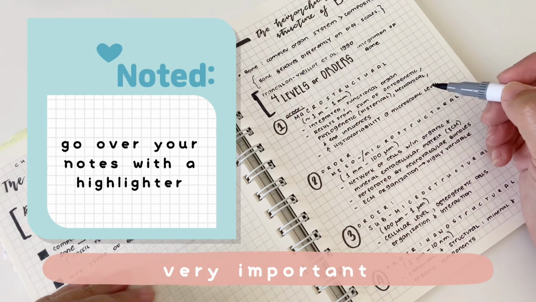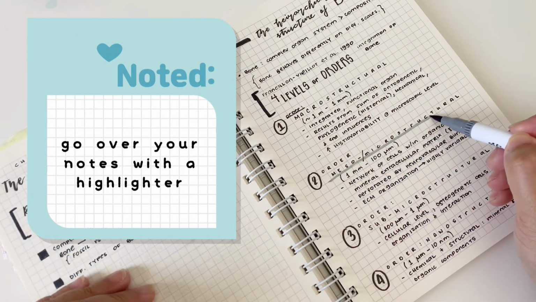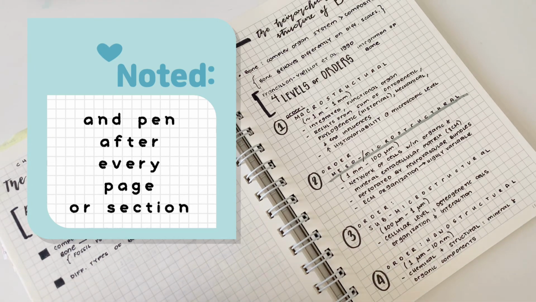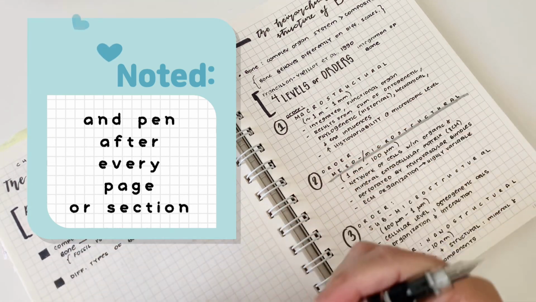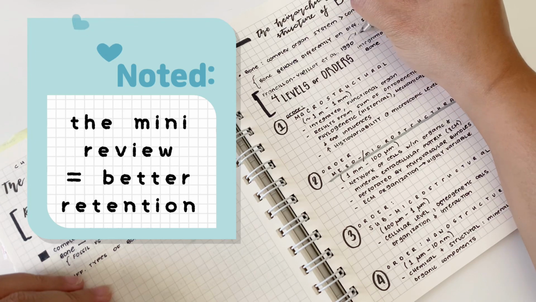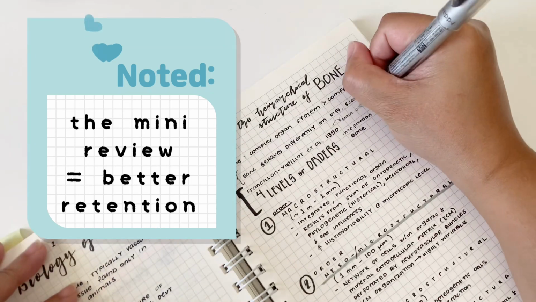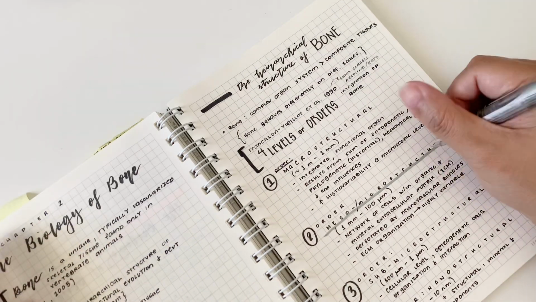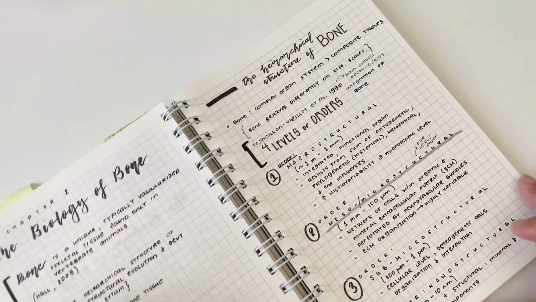Next, I'm going over my notes using this brush pen as a highlighter. Make sure that you go through your notes before you start another section because this will help you retain information better if you make certain notes about some of the information.